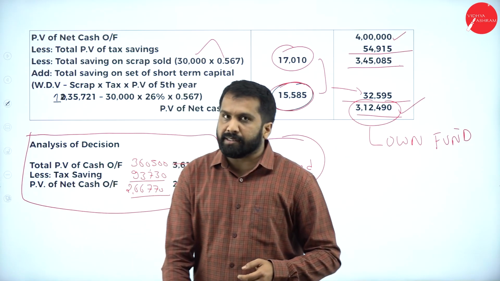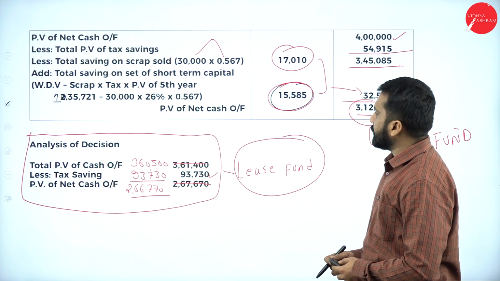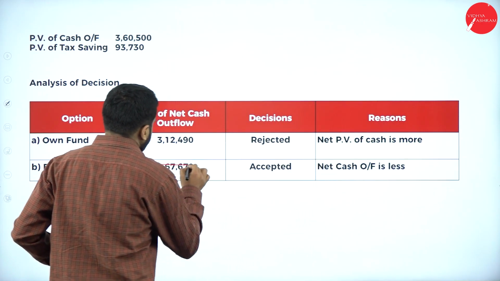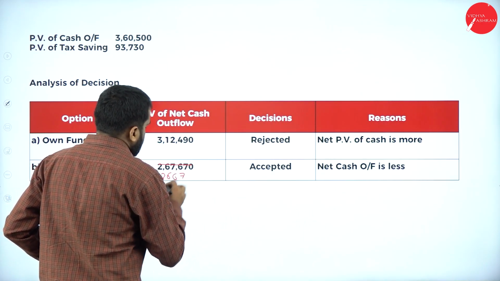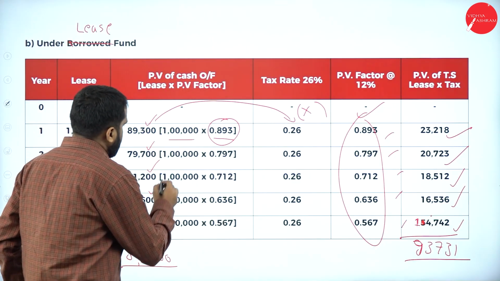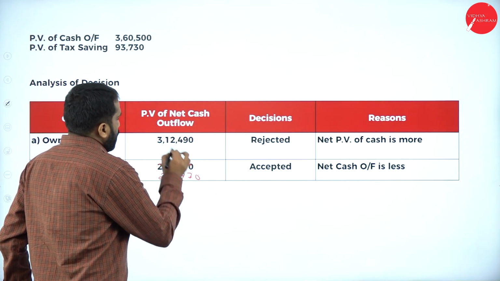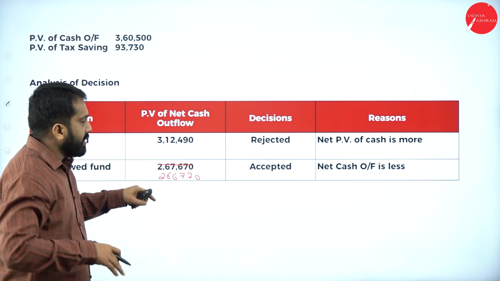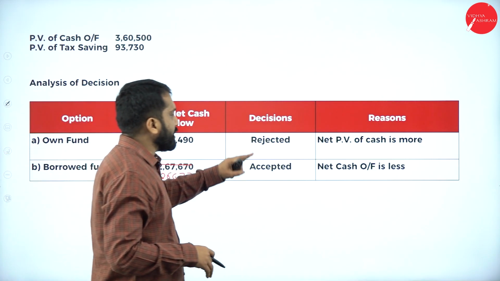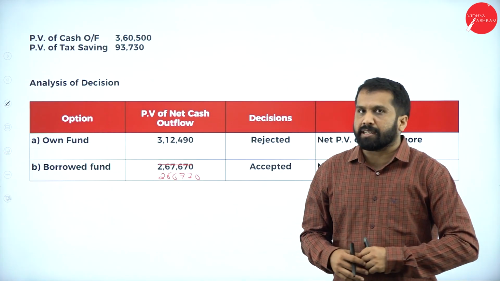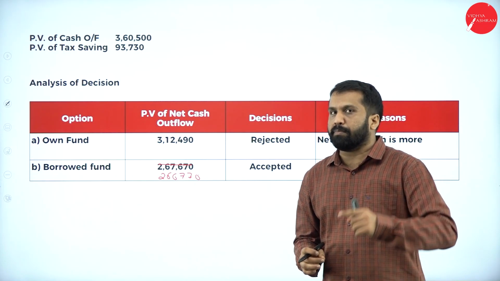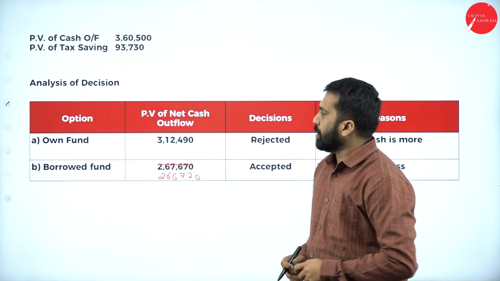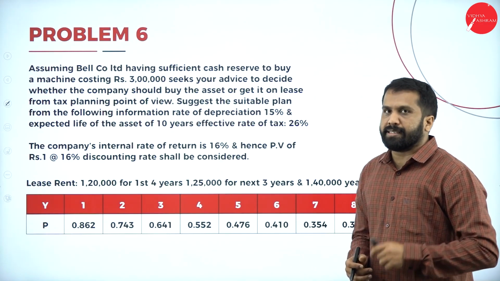Now, what is your answer? I got 2,66,770. I'll write it here. Which is better? 3,12,000 or 2,66,000? This is better because it is less. We have 3,12,000 here. This must be rejected, and this must be accepted. Hope you got it. Compared to your previous one, you understood this better because you know the concept. Now, I'll go to the next one. Later you can take screenshots.